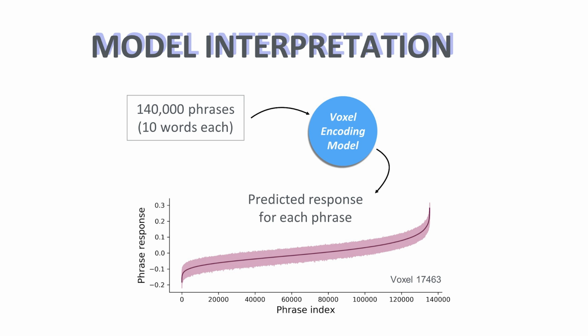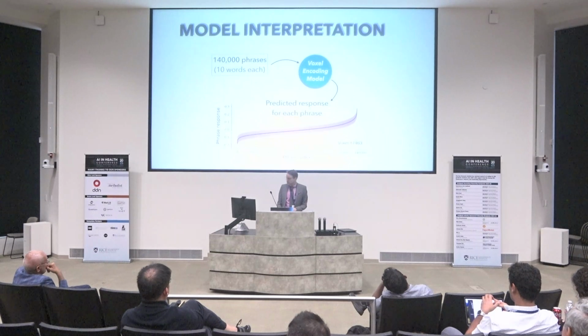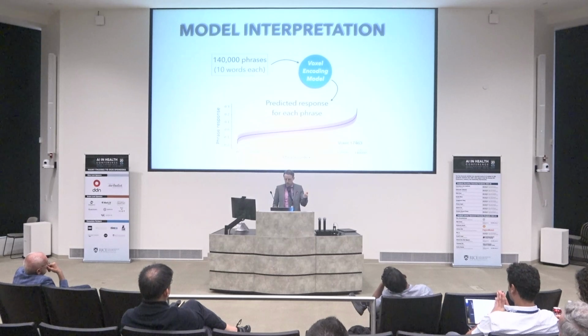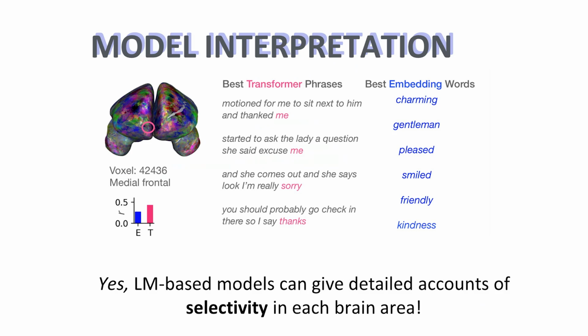We know that this is pretty robust. If we bootstrap our model fitting by choosing different subsets of training data, we get slightly different orderings. That's what the error bounds are showing here. But which are the best phrases, the ones that activate this voxel the most, that's pretty robust. Okay? So we can then look and ask, what are the best phrases? What are the things that actually drive this piece of brain tissue?